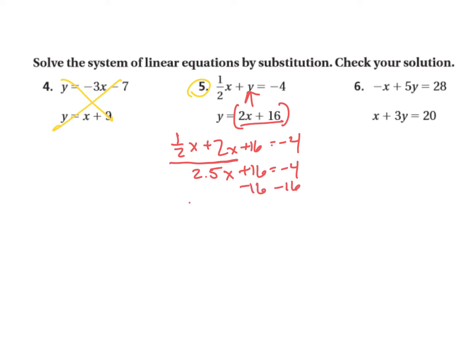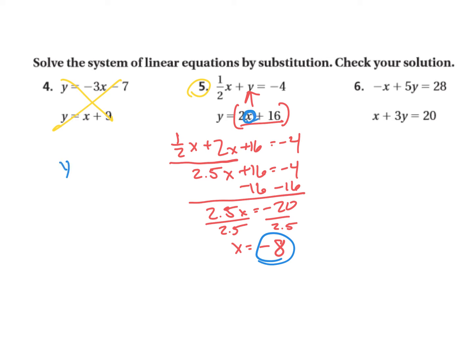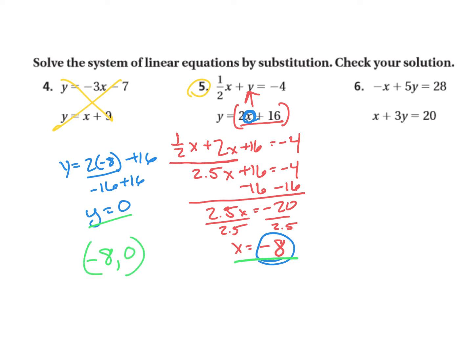Subtract our 16 from both sides. We get 2.5x equals negative 20. Divide by 2.5 on both sides. So x equals negative 8. So now that we know x is negative 8, we're going to plug that in for this x right here. So y equals 2 times negative 8 plus 16. So 2 times a negative 8 is a negative 16, plus 16, our y is going to equal 0. So x is negative 8, y is 0, there's our solution.